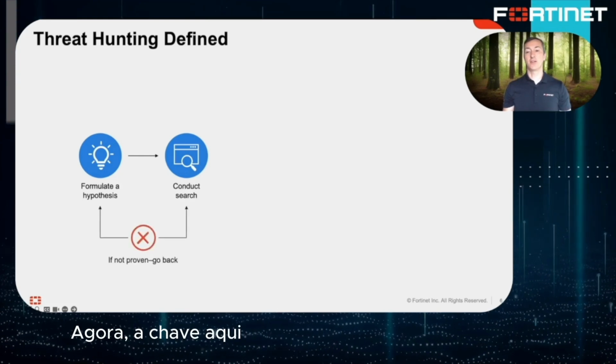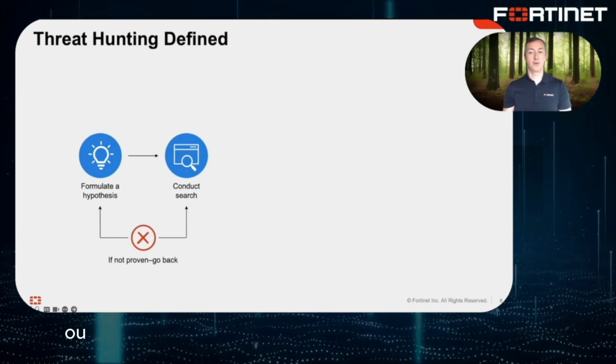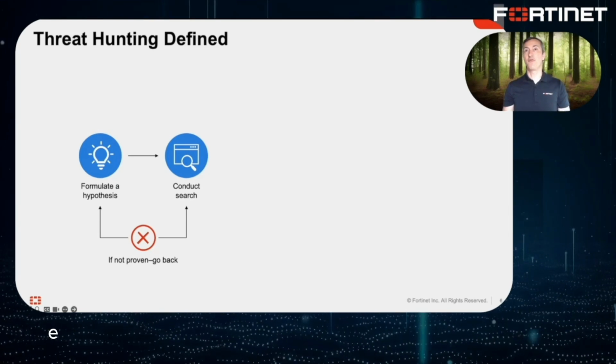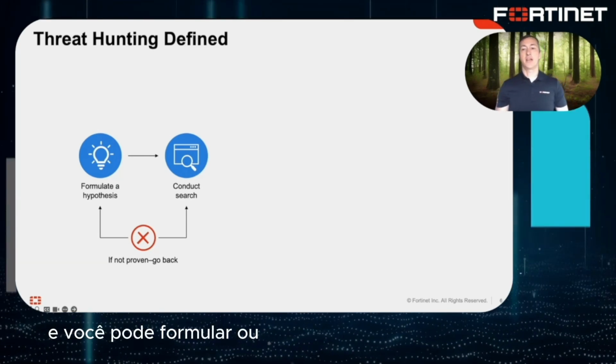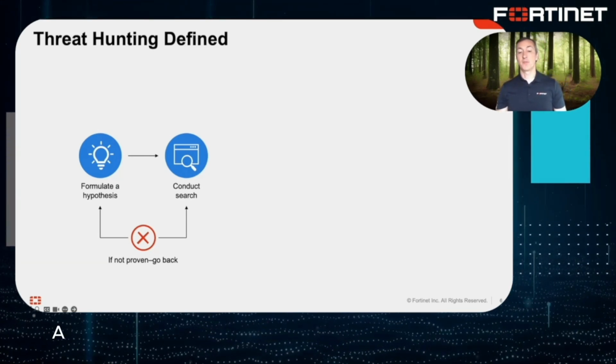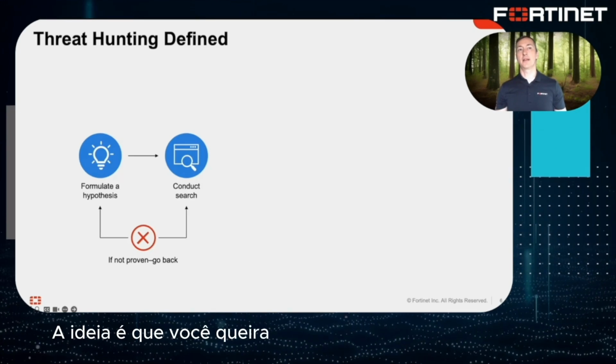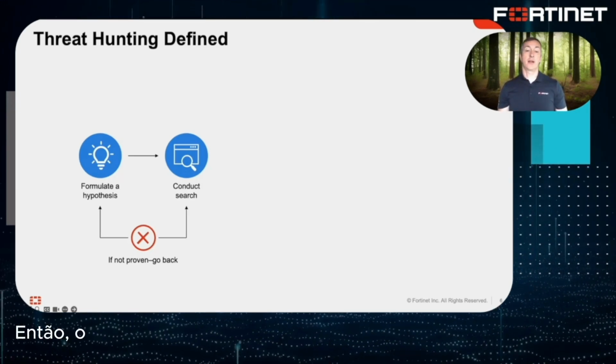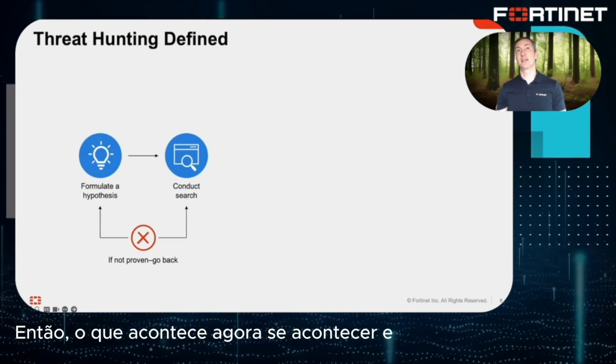Now, what's key here is if it does not happen or you do not see results from that search, you go back and you may formulate or change your hypothesis here. The whole idea is that you want to get a question where you're getting information back, right? So, okay, now what happens if it happens and it is true?